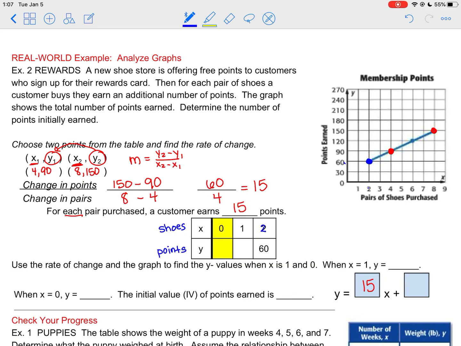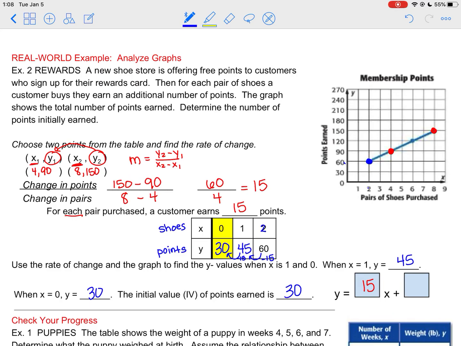So if 2 pairs of shoes have 60 points, and each pair of shoes earns you 15 points, each time I walk myself back one, I'm going to have to take 15 points off of that total. So I'm going to do 60 minus 15, and that's going to tell me that after 1 pair of shoes is purchased, the account has 45 points in it. So I need to go back one more to get back to 0, and 45 minus 15 is 30. So that tells me that when x is 1, y is 45, and when x is 0, y is 30. So the initial value of points earned is 30 points.